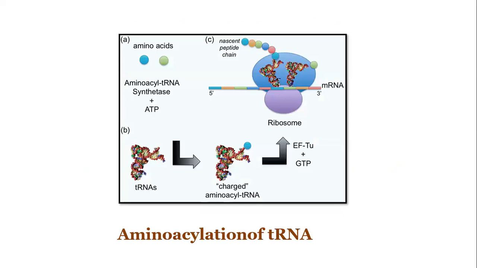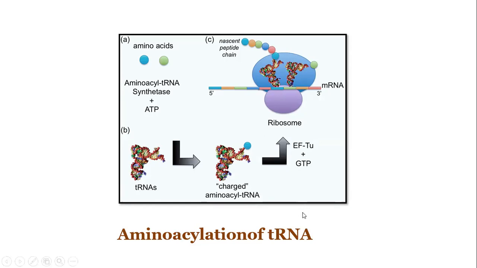Now, translation is the process of formation of protein through polymerization of amino acids. For this, charging of amino acid takes place. Now, the amino acid molecule is activated in the presence of the enzyme aminoacyl transfer RNA synthetase. This activated amino acid is attached at the 3' CCA end of transfer RNA to form the amino acyl transfer RNA complex, and it is an ATP-driven process.